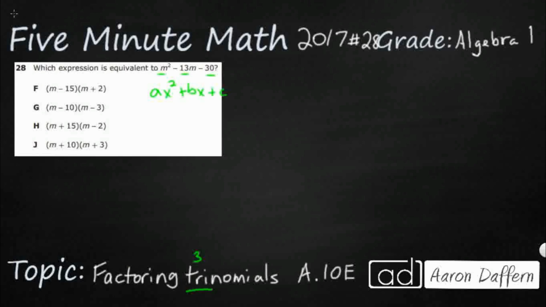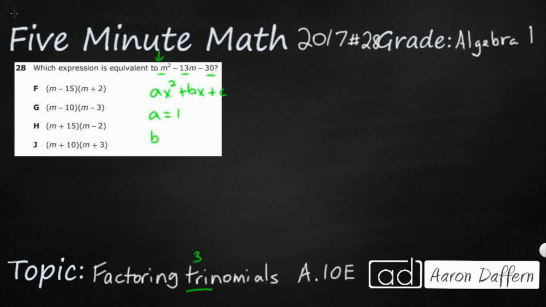Now, it is possible to do this one really without using the diamond method, even though I'm going to use that, because the leading coefficient, this a right here, is 1. It's just not there. So this is one that's a little bit easier to just kind of eyeball, but I'm going to go ahead and show you the full diamond method, because when that a term or that leading coefficient is not 1, that's when things get really tricky. So this a, this coefficient in front of that m squared, is 1. Typically we won't write the 1.